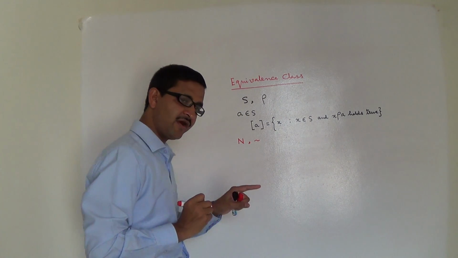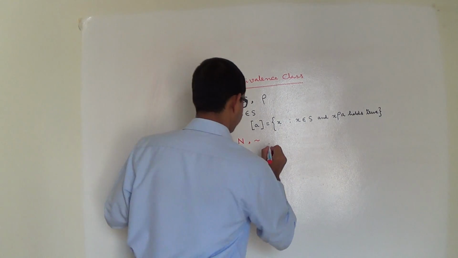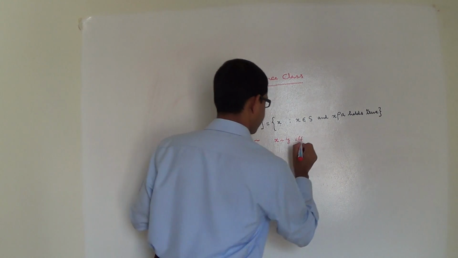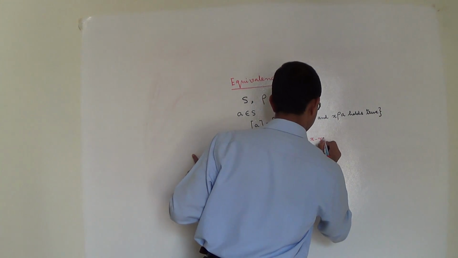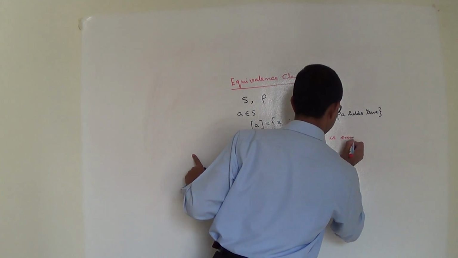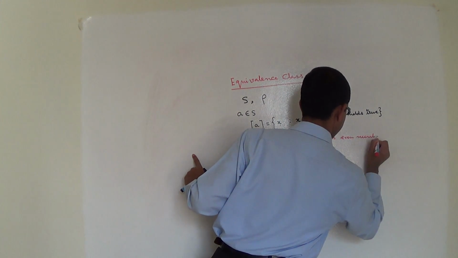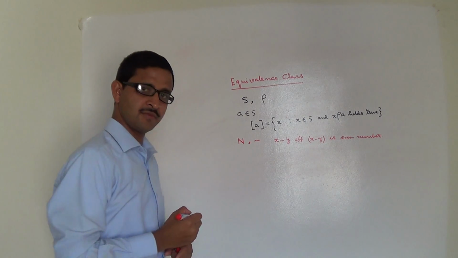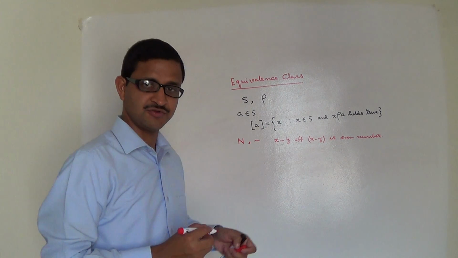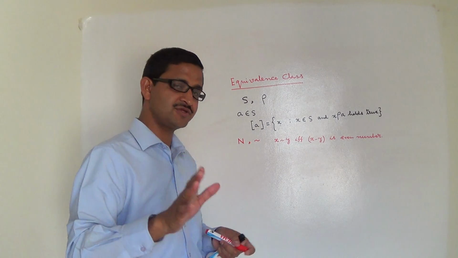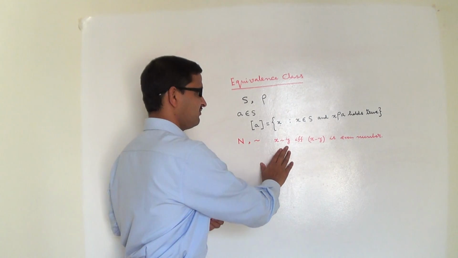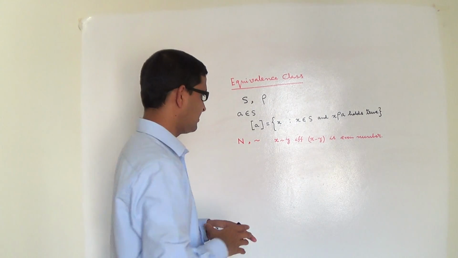tilde defined on N such that x tilde y if and only if x minus y is an even number. Obviously, this relation tilde is an equivalence relation. If it is not an equivalence relation, then there is no question of discussing equivalence class, right? So this is an equivalence relation, very obvious. We have already discussed several times.